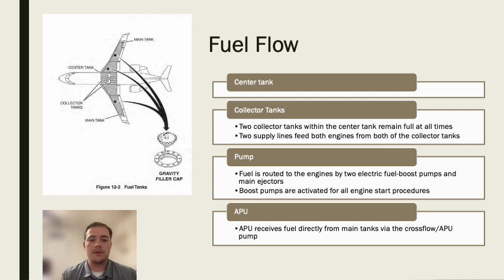There's also a pump, so fuel is routed to the engines by two electric fuel boost pumps and the main ejectors in the engine. And the boost pumps are activated for all engine start procedures until the pressure builds up within the system, and then the main ejectors are going to take over from there. And then lastly, the APU. The APU is going to receive fuel directly from the main tanks via the cross-flow valve pump.